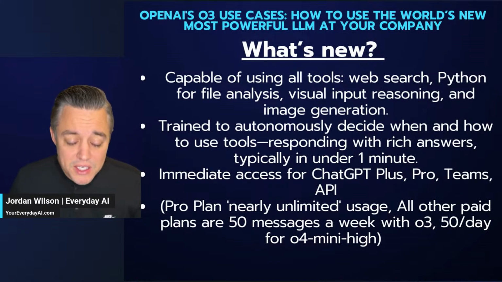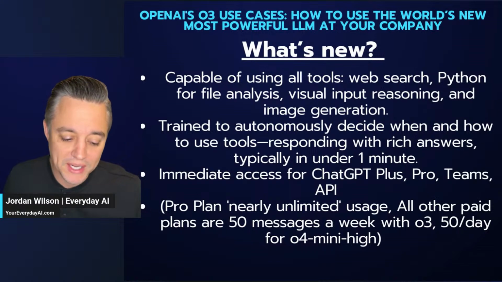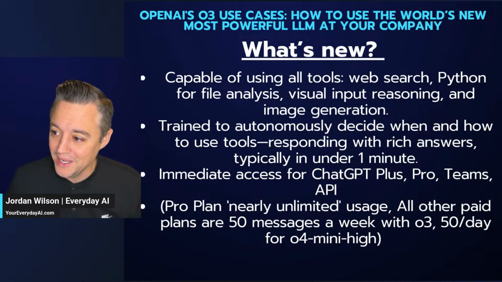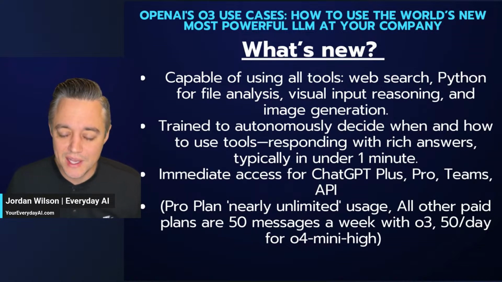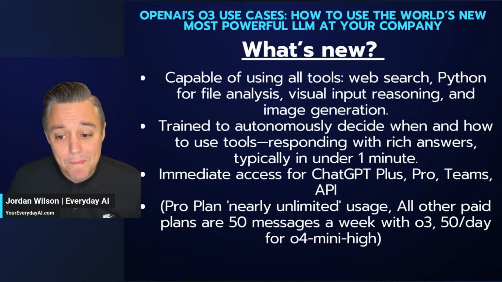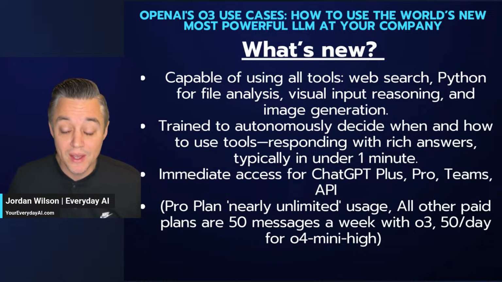So usage is a little different. Like I said, if you're on the pricier $200 a month Pro plan, you have nearly unlimited usage. So that's a good thing. I don't have to worry, when demonstrating these things, about running out, because I have pretty much unlimited usage. If you are on the normal $20 a month ChatGPT Plus, or Teams, Enterprise, etc., you get 50 messages a week of O3. For O4 Mini High, which is the next best model out of these series, you get 50 a day, right?